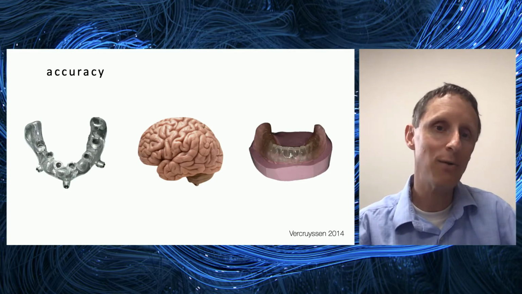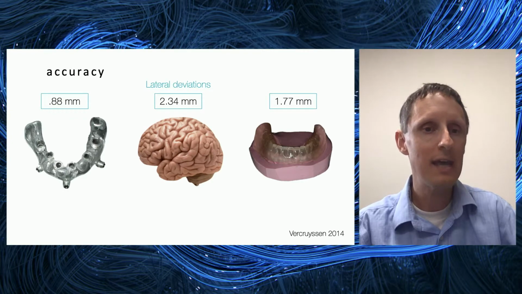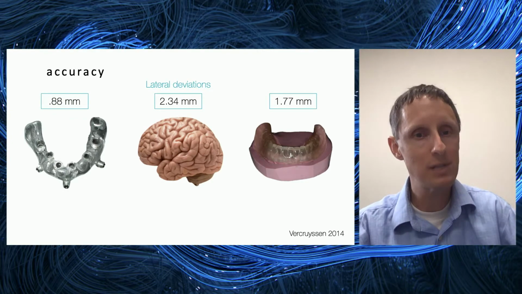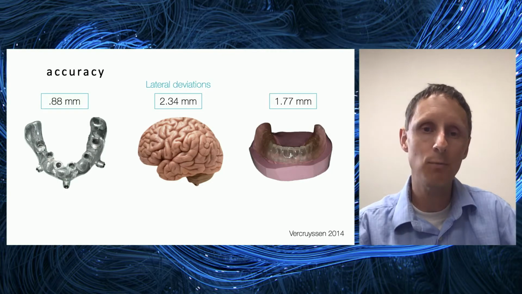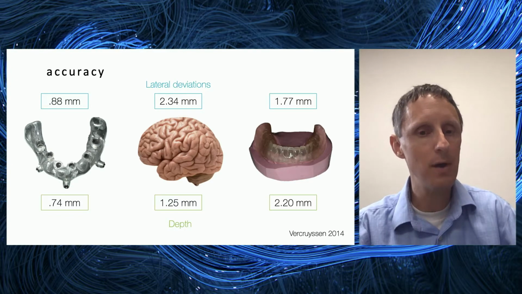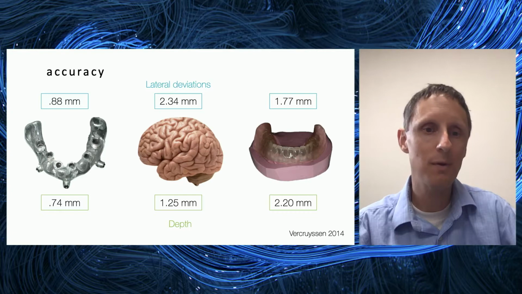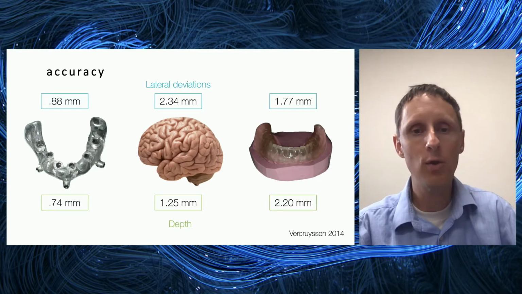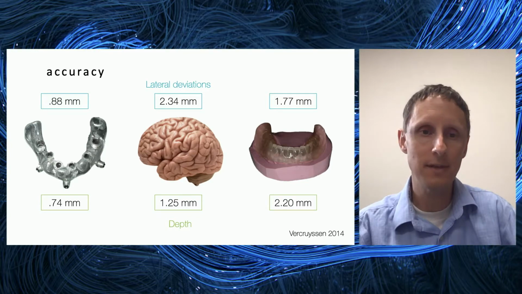When you look at the lateral deviations, again, about 1 millimeter or so from the fully guided, a little over 2 millimeters for the freehand, and 1.77 from the template assisted or pilot guides. And a similar thing, we're closer on the depth as well: 3/4 of a millimeter for guided, 1.25 for freehand, and a little over 2 for the pilot assisted.